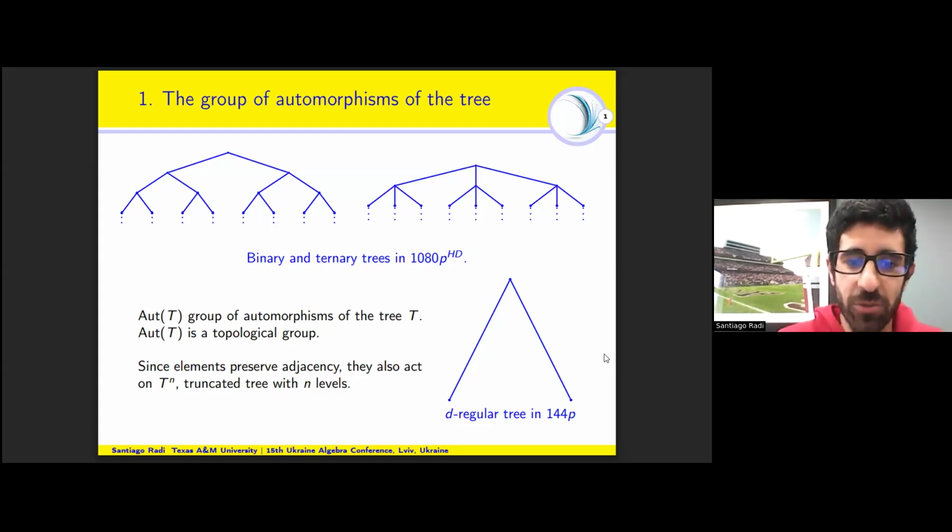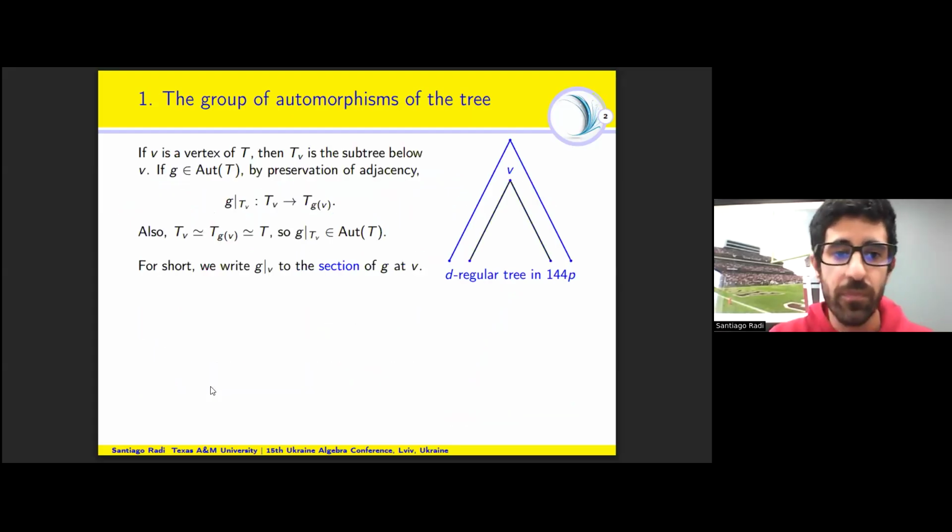So Aut(T) is the group of automorphisms of the tree, the elements that act on the tree preserving adjacency. Aut(T) is a topological group. Since the elements in Aut(T) preserve adjacency, they also act on a truncated tree. If you just cut and look at the first n levels, it acts on that truncated tree. T^n is going to be the notation I'm going to use.